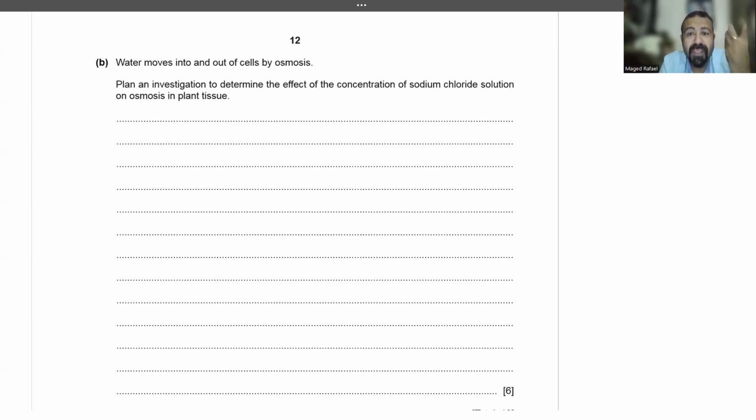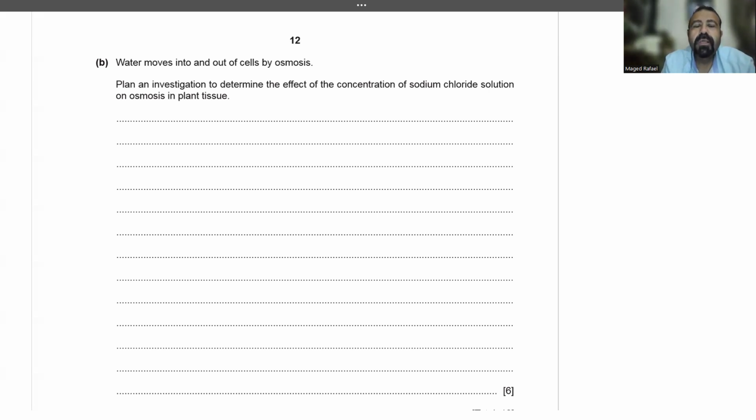I want you to think with me, how could we write this plan and investigation point? I told you several times, point for the setup, dependent, independent, control, procedure and method of measurement. Finally, you will repeat the experiment for reliability, and safety precautions should be the last point. If you followed this, you will get the 6 marks in this question easily.